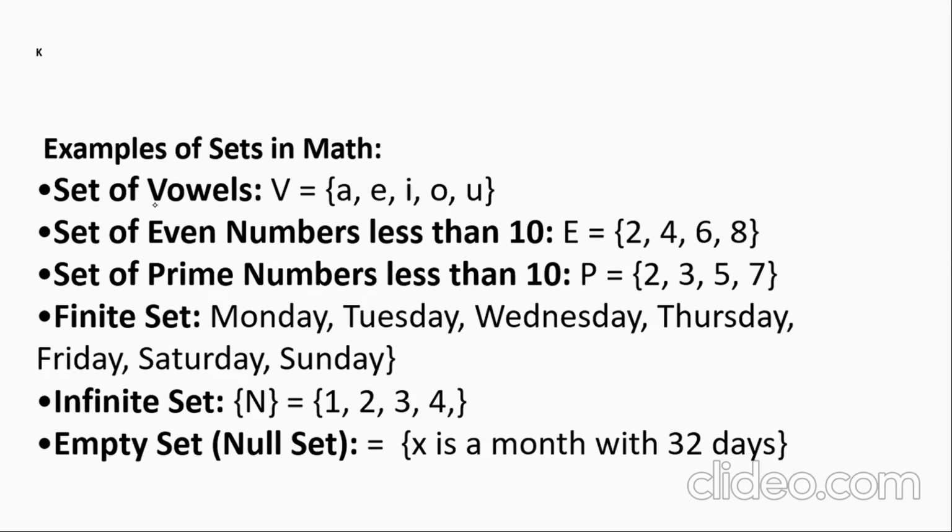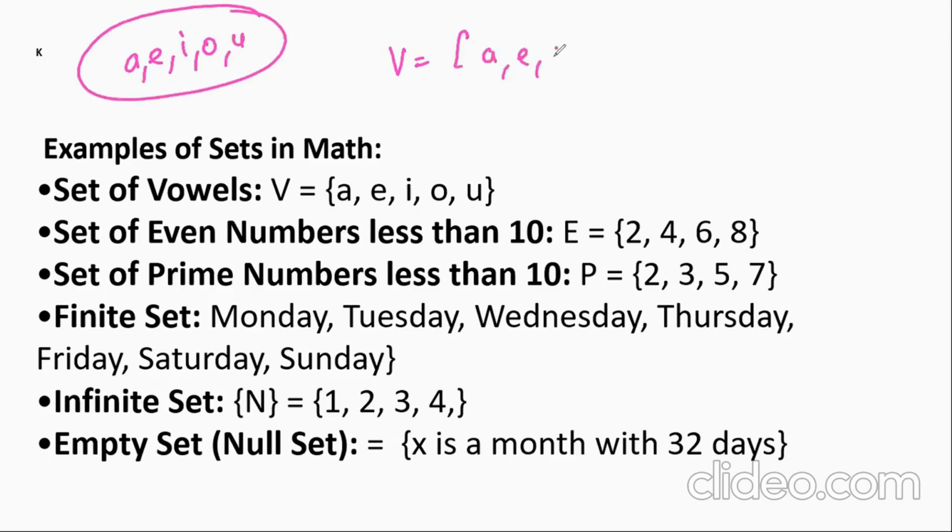Suppose I'm saying the set of vowels. We know what the vowels are: A, E, I, O, and U. I can make a set using these vowel alphabets. So we have 5 elements, which is a set of vowels. If I talk about the set of even numbers less than 10, we have 2, 4, 6, 8, and that's it. We will not include 10. That is also a set.